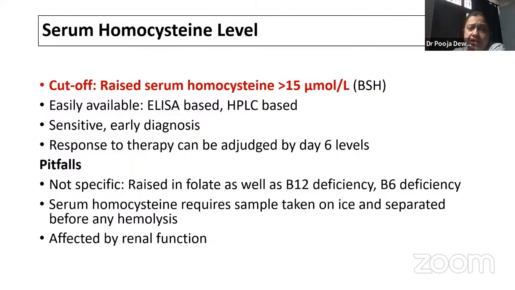deficiency. Some pitfalls: I told you that it is also raised in folic acid deficiency, so it cannot distinguish the two. It can also be increased if there is an underlying B6 deficiency. The sampling for this test is very precarious, so the sample needs to be collected on ice and separated before any hemolysis occurs, and it is affected by renal function. So if there is a derangement of your KFT, then again, this test can be unreliable.